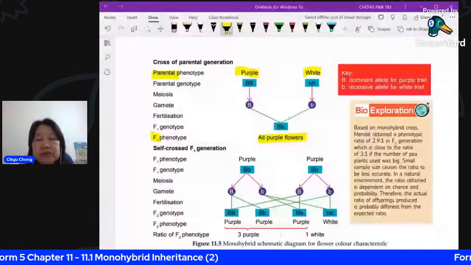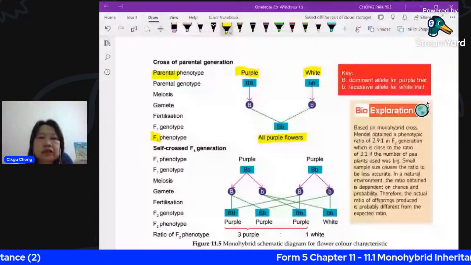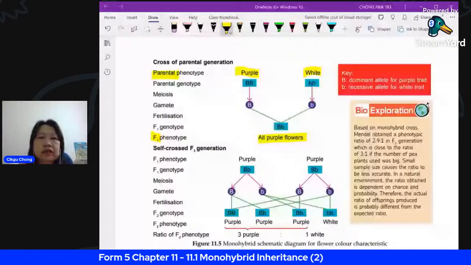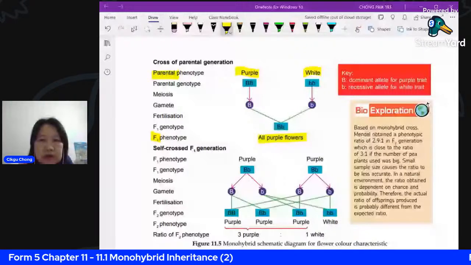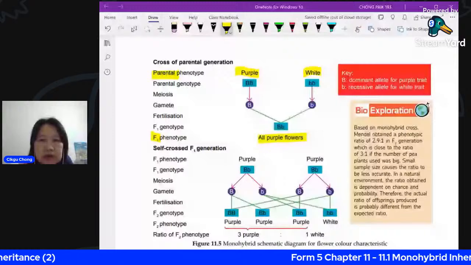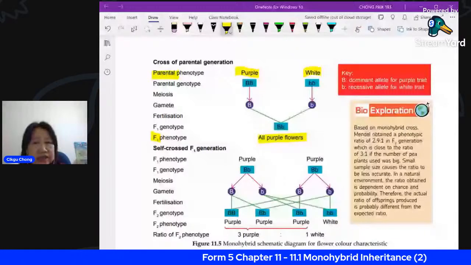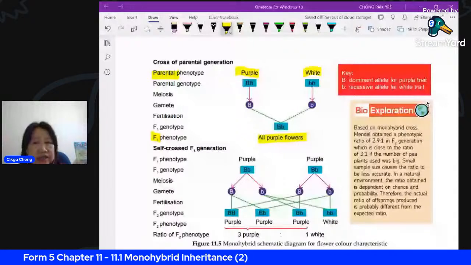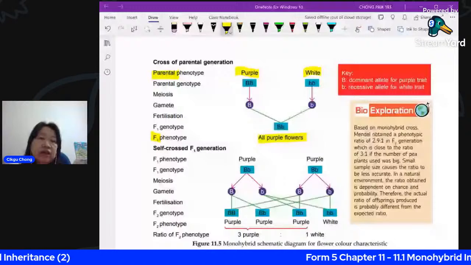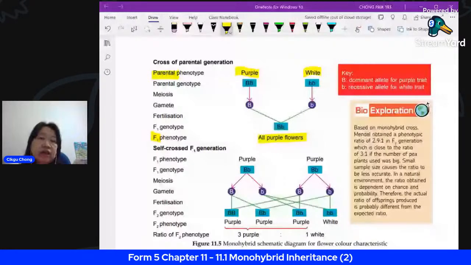So let's look at Mendel's monohybrid inheritance experiment. Now, Gregor Mendel, why did he choose to experiment on Pisum sativum? Why didn't he use mice, or any other animals or organisms? Why did he choose Pisum sativum as the subject of investigation? It was to find out the percentage of how many; the father is like this, the mother is like this, what happens to the children?